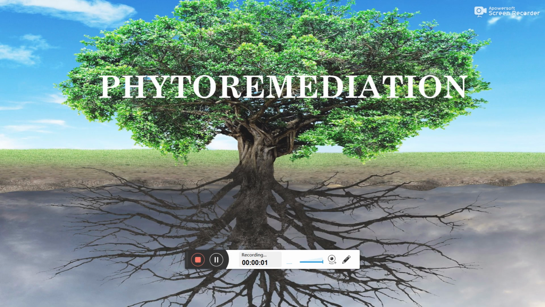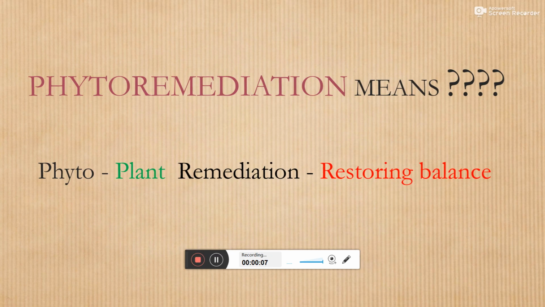Hi all. Today's section is about phytoremediation. So, what is meant by phytoremediation? Phyto means plants and remediation means restoring balance. So, with the help of plants, we can restore the balance of nature.